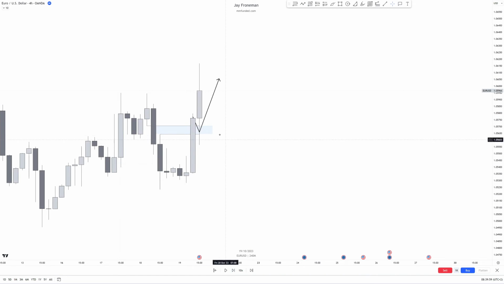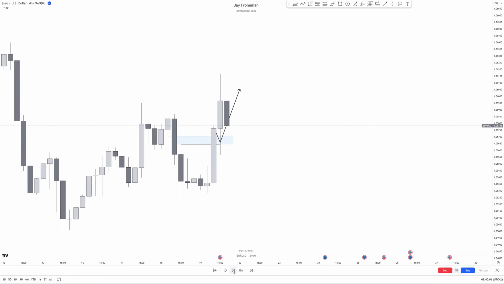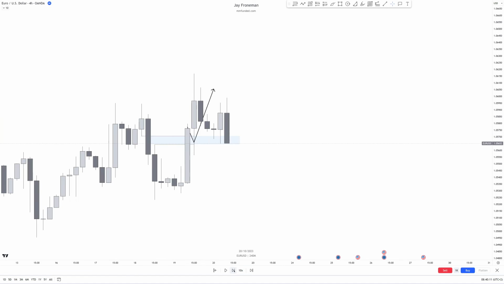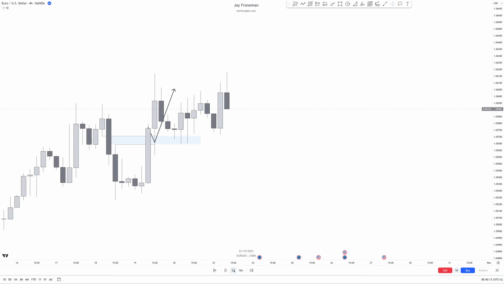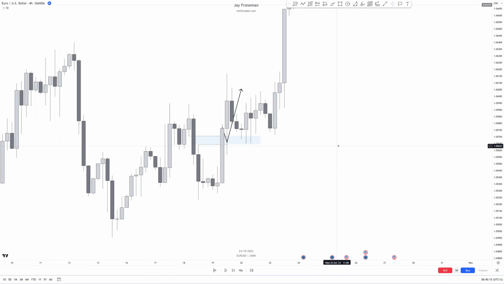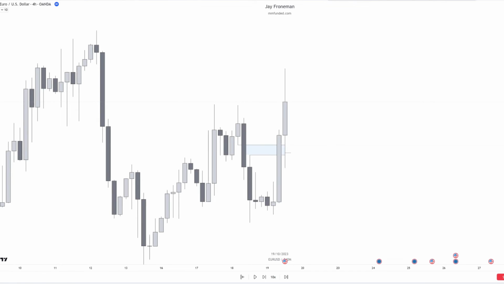All right, there's that pullback. The mitigation of the fair value gap turned inversion gap to continue in that direction. Price busy fulfilling that gap again and continuing in the expectational direction from there. So let's continue this through and have a look at some more examples of an inversion gap.